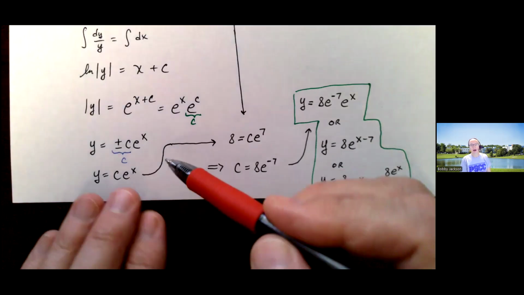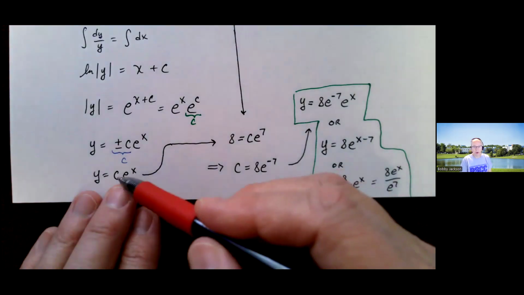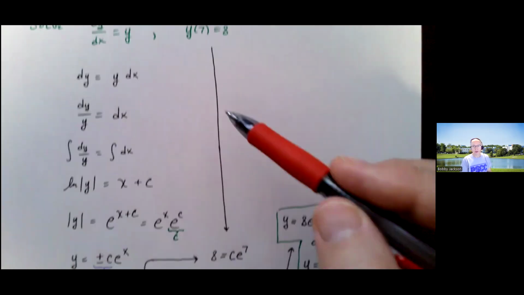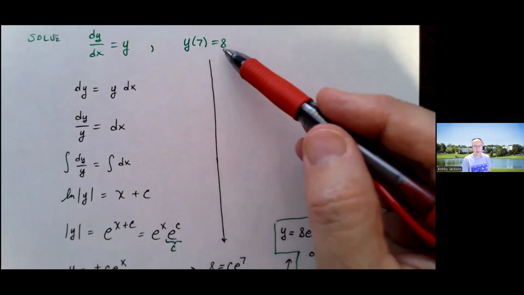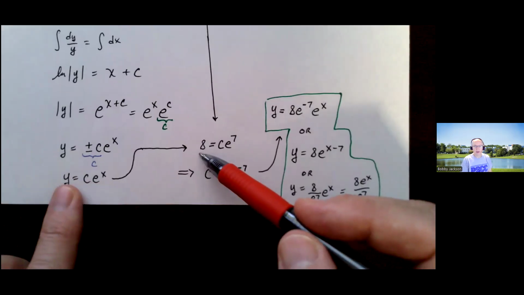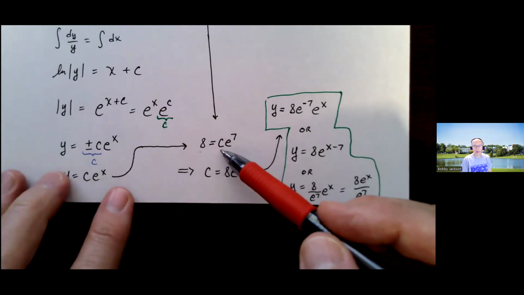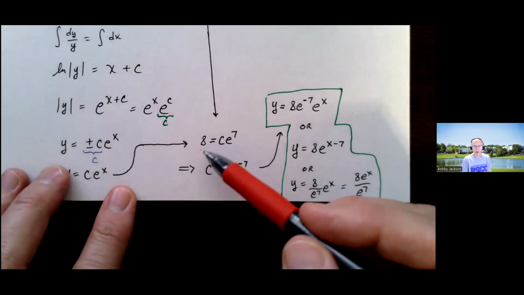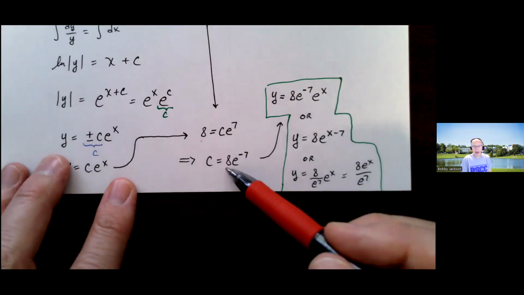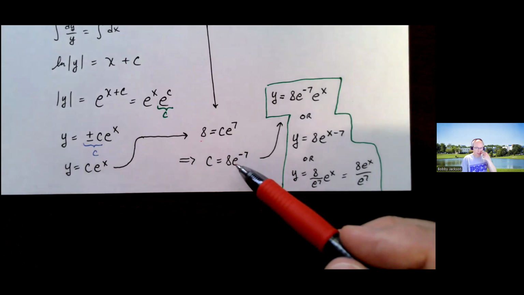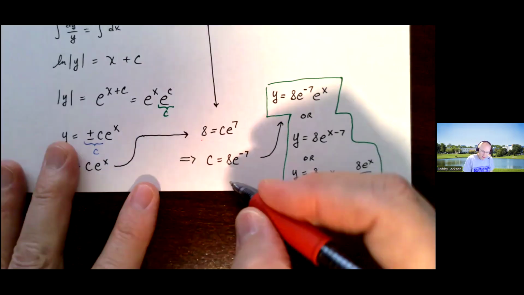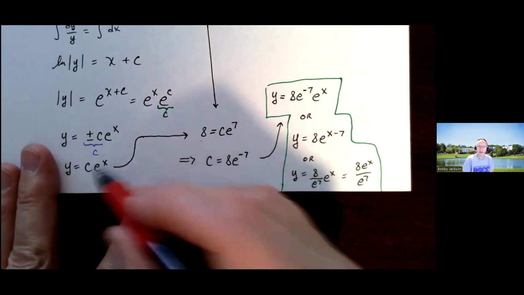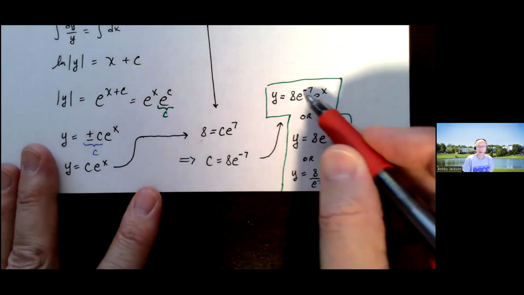And so now I can apply the initial condition to find out what c is. Is c positive? Is c negative? What is it? Remember the initial condition was when x was 7, y was 8. So I replace y with 8, x with 7, and I solve for c. I divide by e to the 7th, so I get 8 divided by e to the 7th, but that's the same thing as 8e to the negative 7 power. So you could write it either way. I just preferred this route. And so now I replace c with that, 8e to the negative 7 times e to the x.